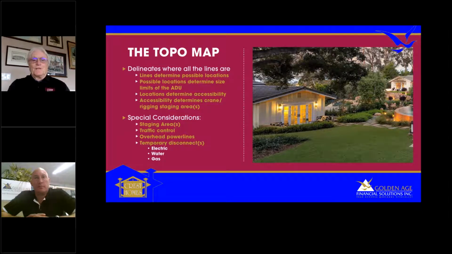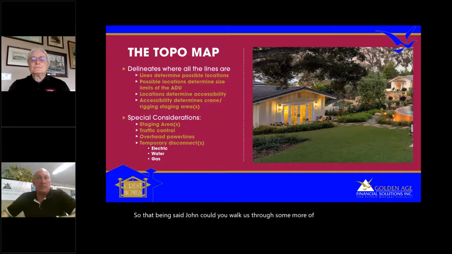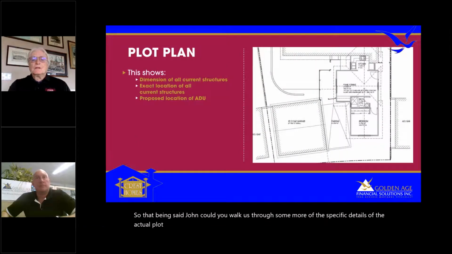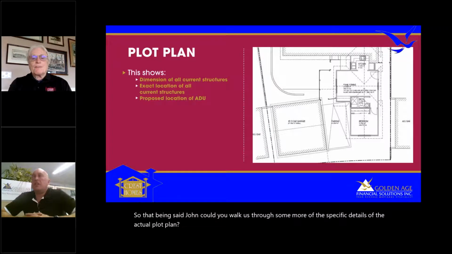So then there's water and gas too. We're not likely to always impact your neighbors, but you may very likely have to do a temporary disconnect on your gas, water, maybe even sewer, while connecting those utilities from your primary grid to your backyard home service. So that being said, John, could you walk us through some more of the specific details of the actual plot plan? Yeah, well, let's start by taking a close look at the plot plan first. What are the key details you're looking for?